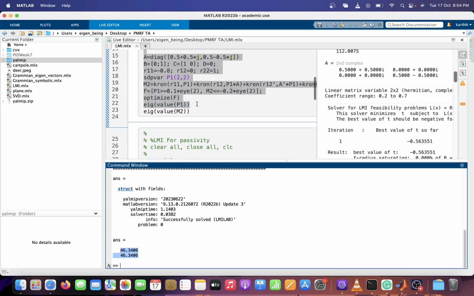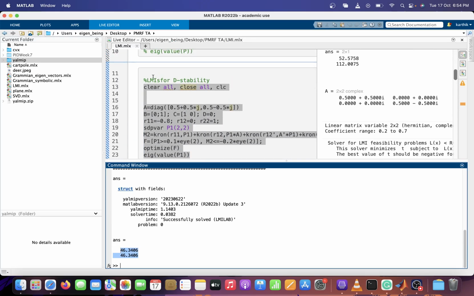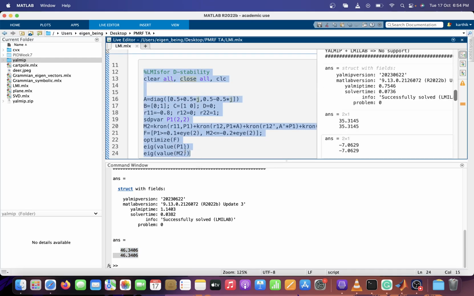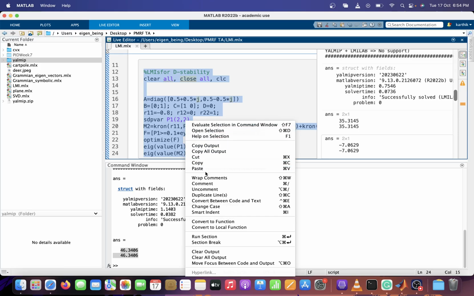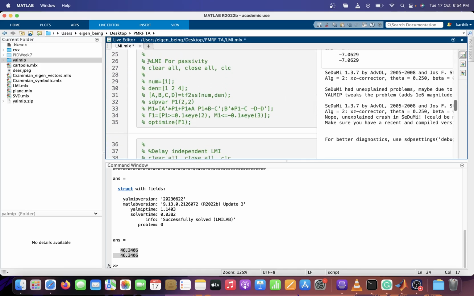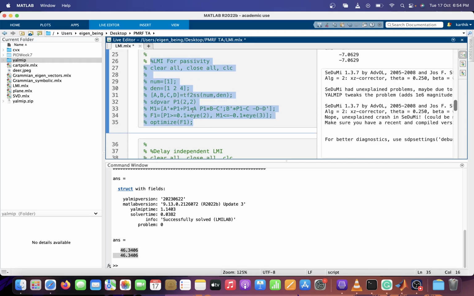Now next thing we will look at is delay. So I will comment this. Next we will look at passivity.